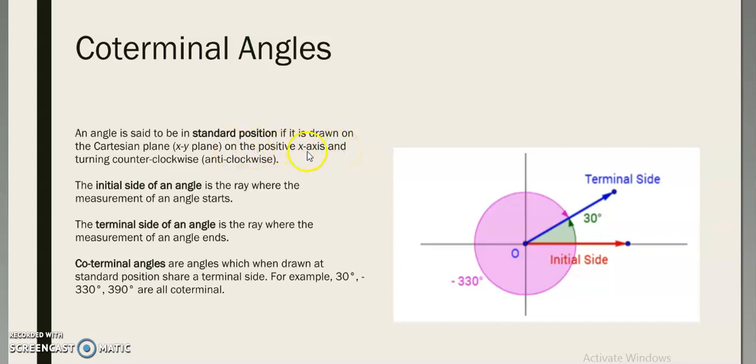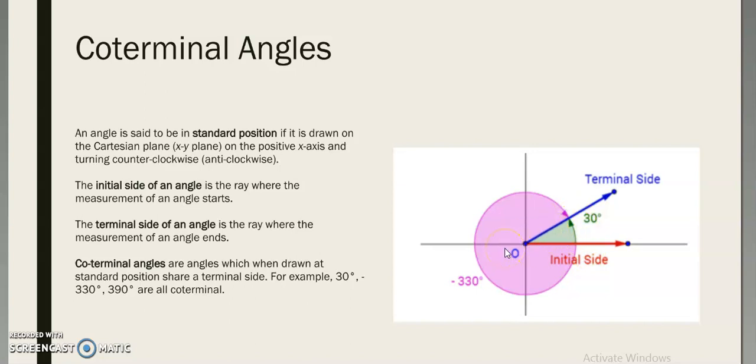It starts on the positive x-axis and turns counterclockwise. If you think about a clock, here I have my Cartesian XY plane, and clocks normally move in this direction. Counterclockwise would be going in the opposite direction a clock would move. As you can see, this is my initial side and it opens up in this opposite direction, opposite of the way a clock would go, so it's counterclockwise.